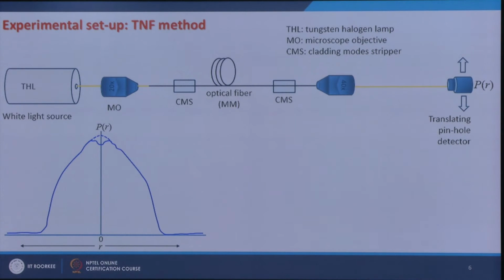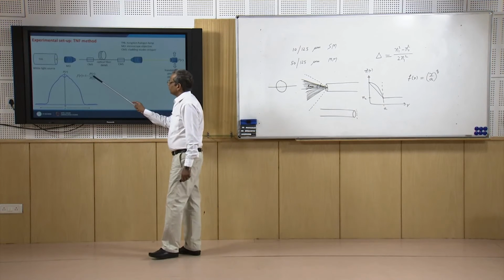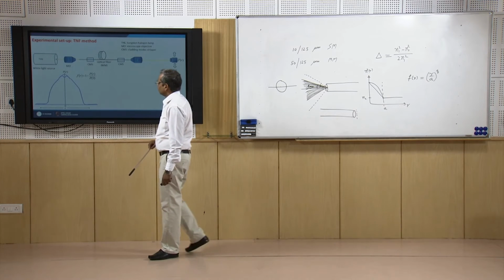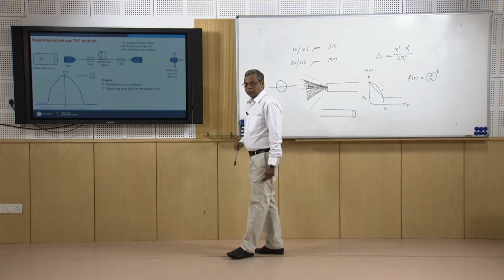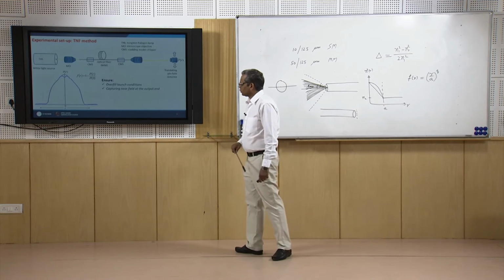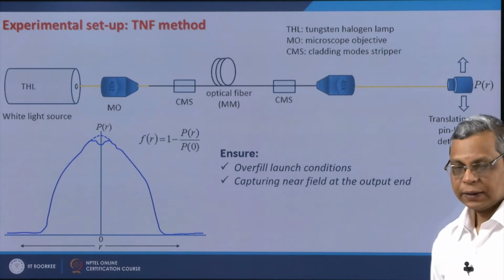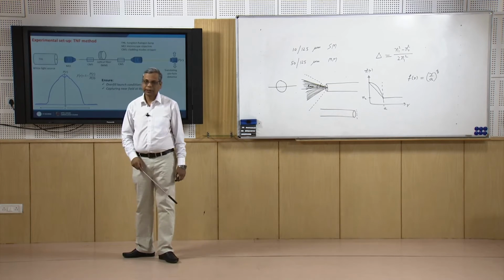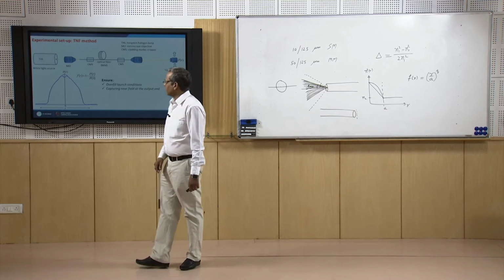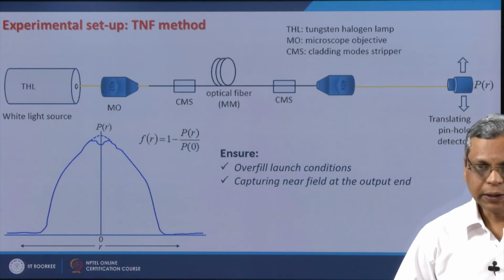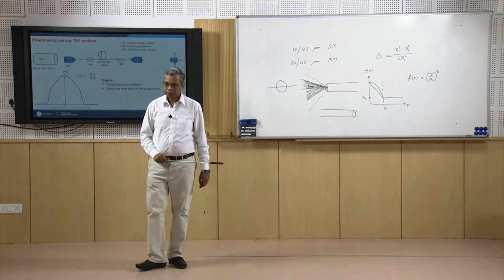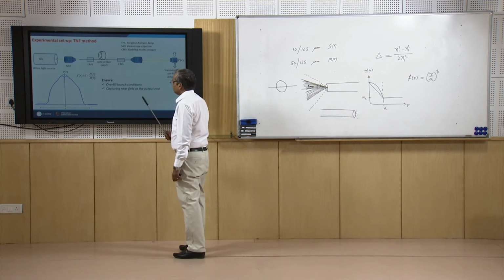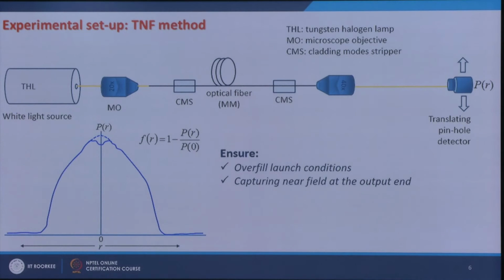Well, with the help of this, now I can immediately find out what is PR over P naught and then FR. So, while doing this measurement, again I should ensure overfill launch conditions, that is, the numerical aperture of the lens which I am using here is larger than the numerical aperture of the fiber, and I use a white light source to fill the complete mode volume, and I also should ensure that I am capturing the near field.